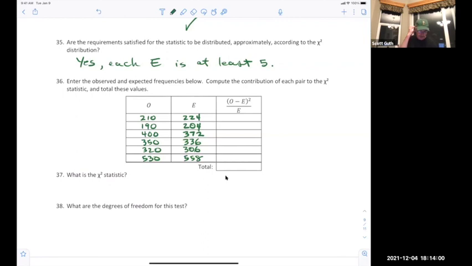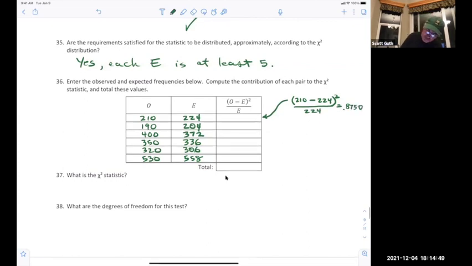Now we need to compute the contributions of every outcome to the chi-square statistic. So here in the first row, we're computing O minus E quantity squared over E. So the first one, the O is the 210 minus the E, which is 224. Let's square that and divide by 224. That's a little messy, and I am going to keep 4 places after the decimal. So when you compute that, you're going to get 0.875, and I'll put a 0 at the end. So 0.8750 for the first one.